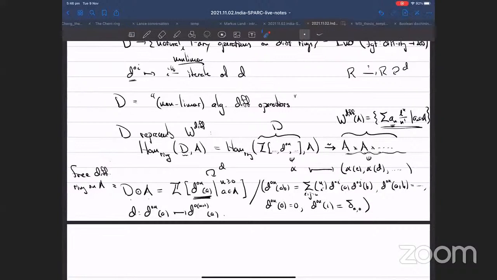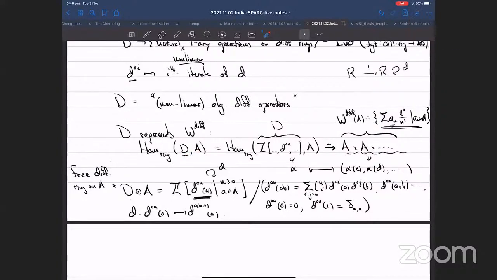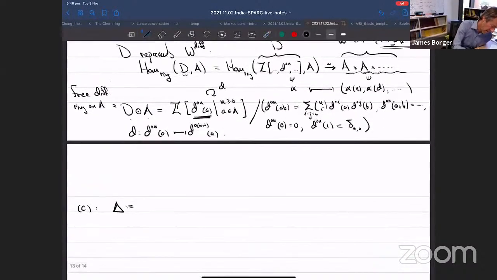So this is not the ring homomorphisms D to A with the pointwise operations. I mean, once again, because A is a ring, you can pointwise multiply and pointwise add. That's not the one, because then that won't be a ring homomorphism. Yeah. So maybe I should say this.